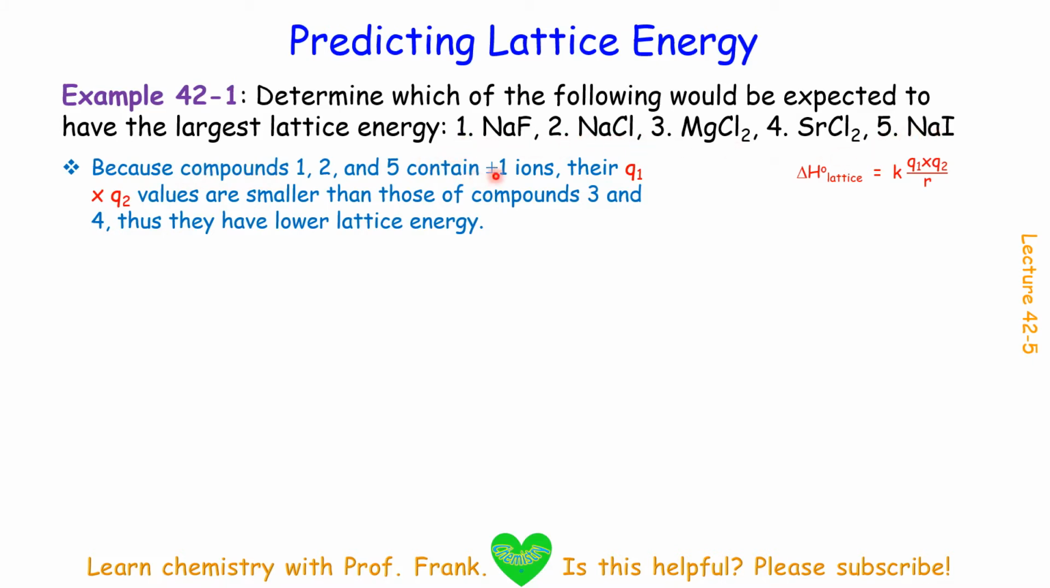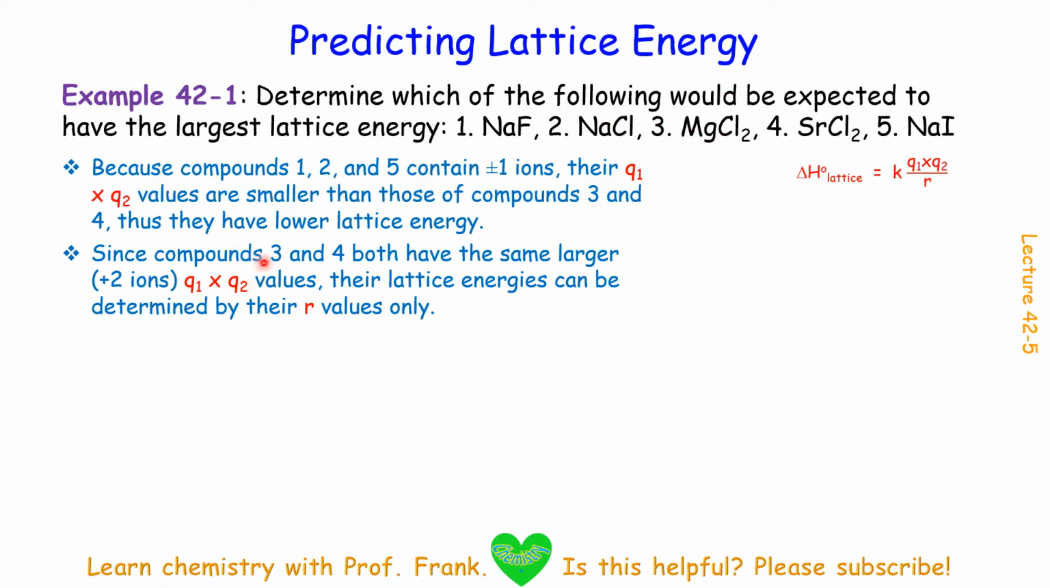They all contain sodium cation, which carries a charge of positive 1. And all of their anions carry a negative 1 charge. So therefore, the product of their charge values is smaller than in compounds 3 and 4, because here the cations carry positive 2 charges. Now we focus on compounds 3 and 4.